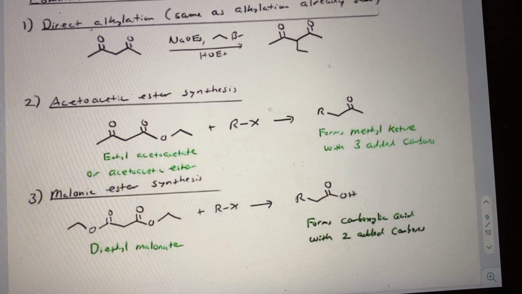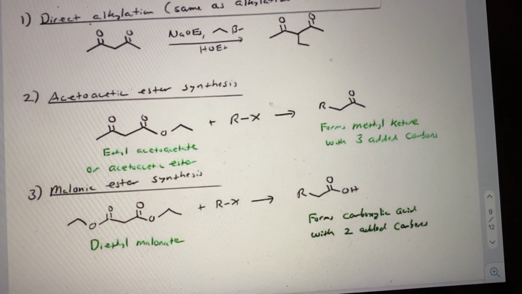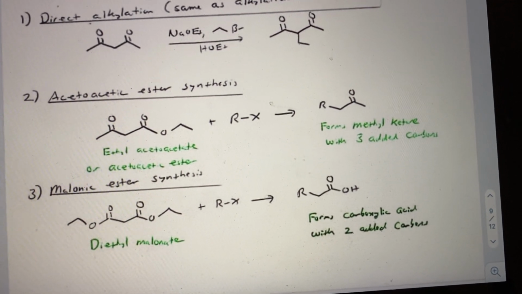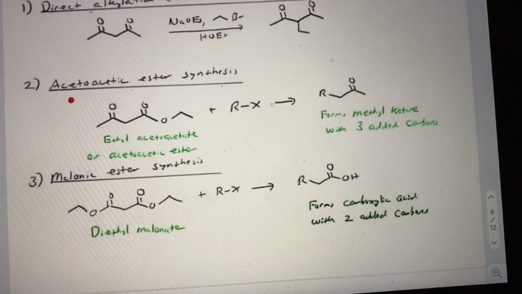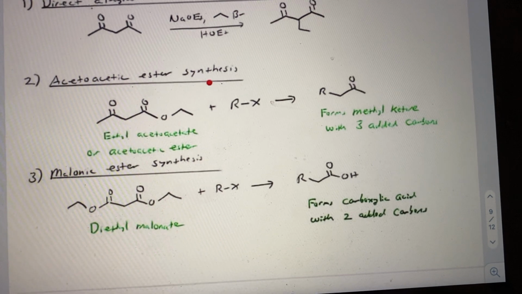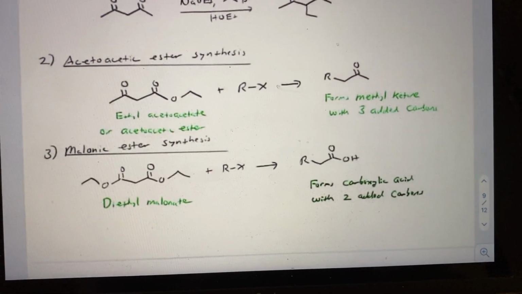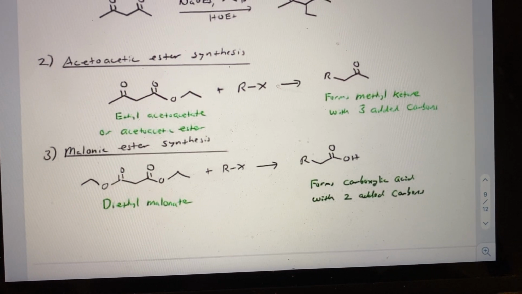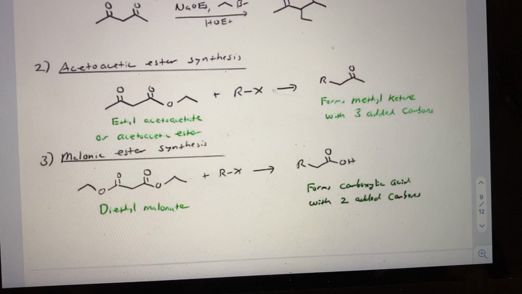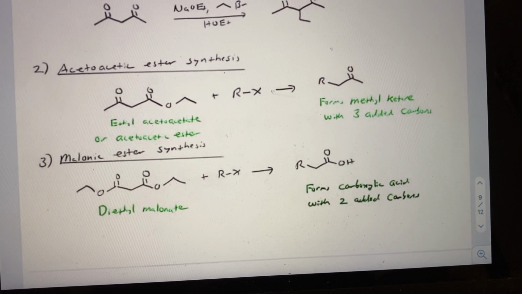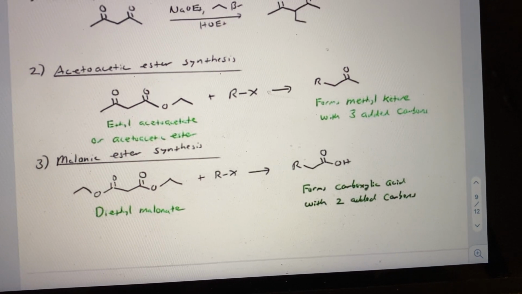Now there are two classic reaction sequences that use these beta dicarbonyl compounds. And this is the last thing I wanted to show here. One is the acetoacetic ester synthesis, number two, and number three is known as the malonic ester synthesis. These are very similar, but the difference is in the beta dicarbonyl compound that you use. The first one here uses this compound, which is known as ethyl acetoacetate, or an acetoacetic ester, which is where the name comes from.